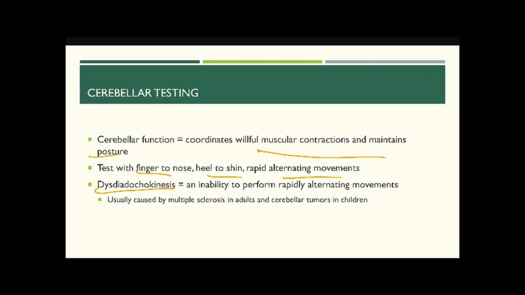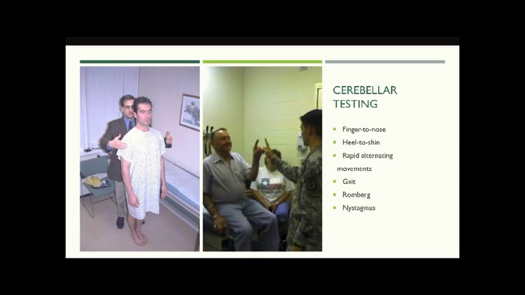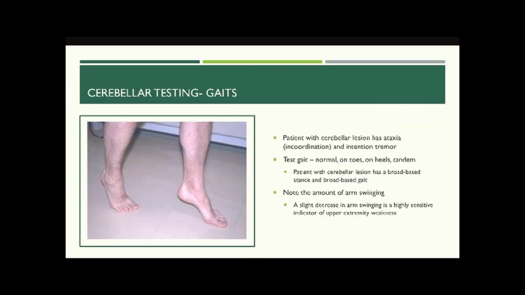Dysdiadokinesis is the inability to perform those rapidly alternating movements. You'll see it with multiple sclerosis in adults and tumors in the kids. So those are the things that we do. Our gait testing, see if they have an ataxia or incoordination or an intention tremor.